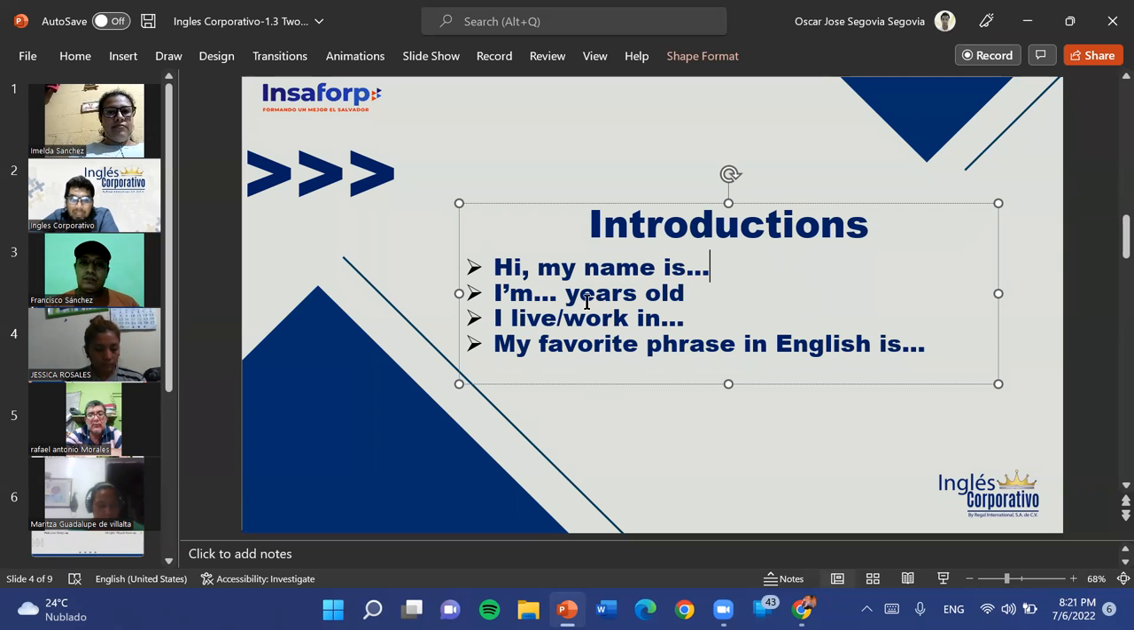Then you have to state your age. This is basically done by saying the amount of years you have in your storage. Then you will mention where you live, work, or study. Here we can mention study as well. You can mention the three of them or only one, that depends on how you feel this evening. And then my favorite phrase. This time we're going to mention a phrase that we like in English. So think about phrases that you have heard, think about idioms, all that you can remember from the English language and that you like. So who would like to start?